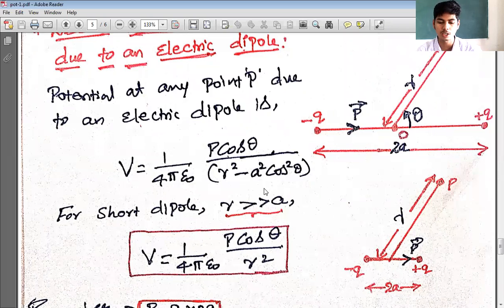If it is a short dipole, distance of point R will be very much greater than dipole length. Distance of point R will be very much greater than dipole length.